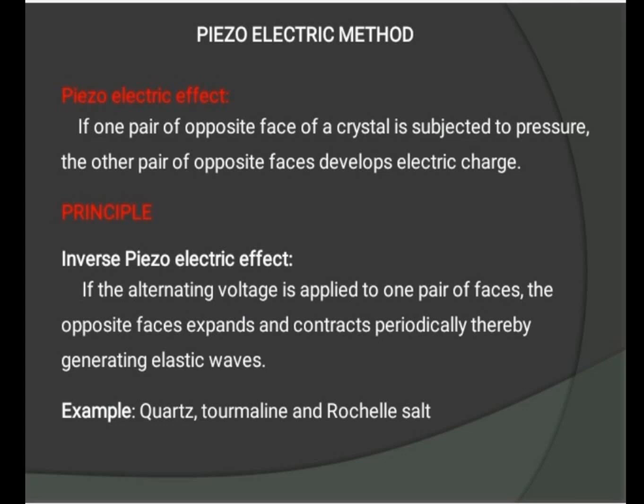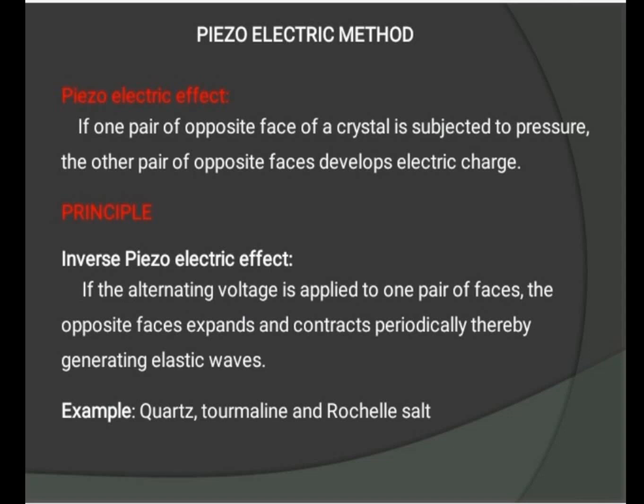Now, the production of ultrasonic waves in the piezoelectric crystal method involves the principle of the inverse piezoelectric effect. Now, let us see what is meant by the inverse piezoelectric effect. If an alternating voltage is applied to one pair of faces, the opposite faces expand and contract periodically, thereby generating elastic waves. Examples: quartz, tourmaline and rock salt.